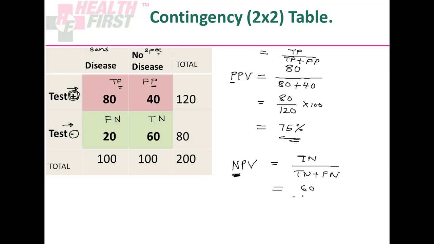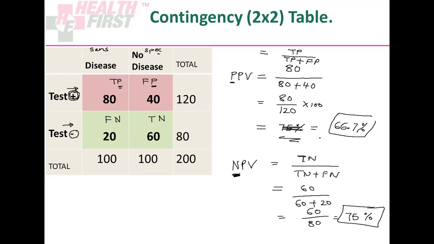So this is going to be true negative, which is 60, divided by true negative 60 plus false negative 20, and we have 60 over, this is 60 divided by 80, right? 60 divided by 80 gives us 75%. Okay, so we have a positive predictive value of 66.7% and a negative predictive value of 75%.